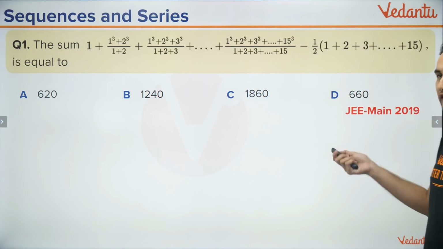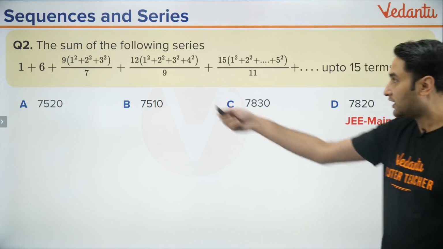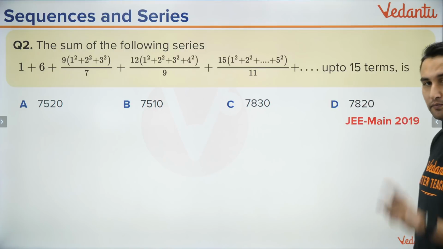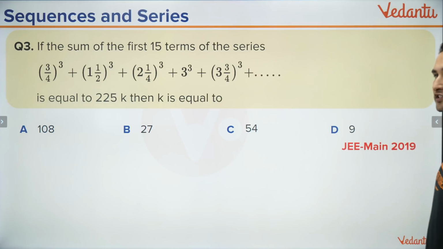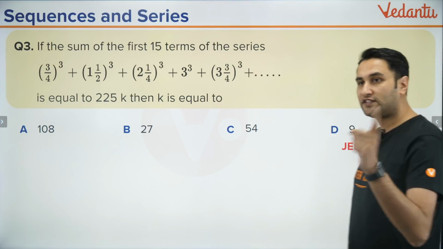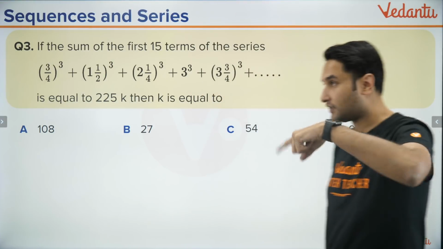JEE Mains 2019, take a screenshot for later. Another problem, JEE Mains 2019, again a sigma notation problem, home assignment. Question number 3, home assignment, again JEE Mains 2019. Don't see the answer, do it yourself. You will learn the concepts in today's class.